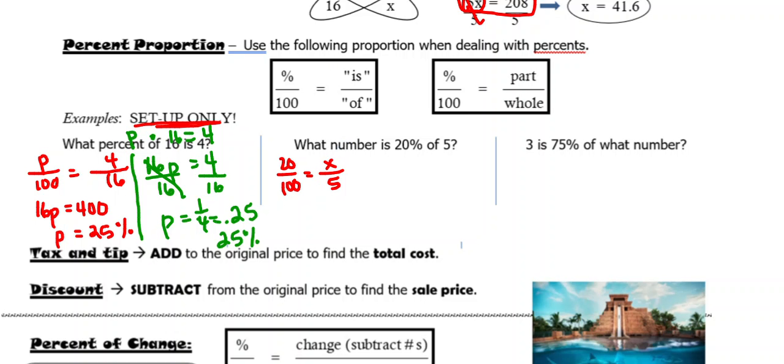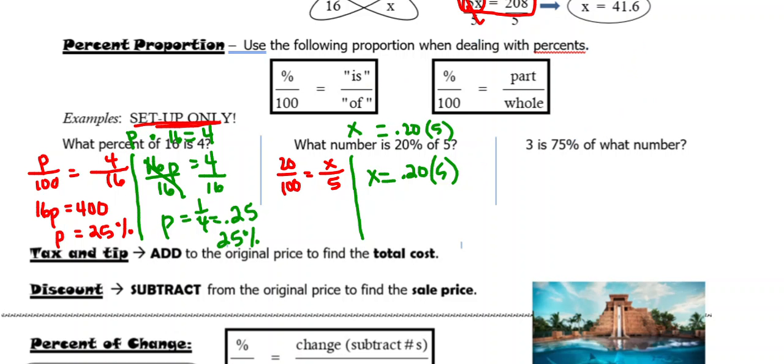If I was going to do a strict literal translation to make it into an equation, what I would do is what number, that's my x, is my equals. 20%, remember, with an equation you have to change it to a decimal, so 0.20. Of means times 5. So my equation is x equals 0.20 times 5.